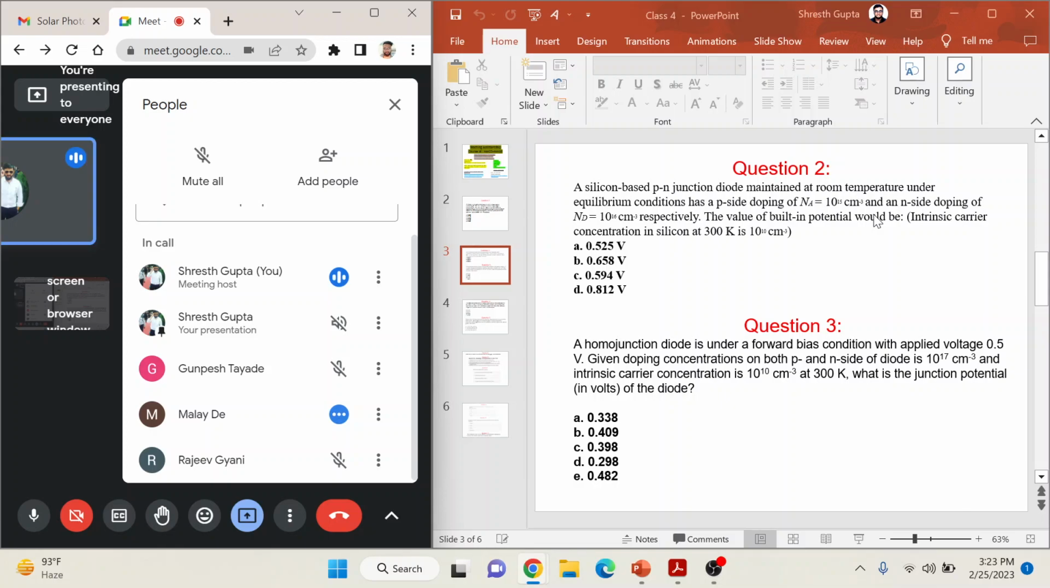So Ganpesh, we are solving this question. Question number two. It's a numerical and it can help you to solve the numerical in the assignment. The question says there is a PN junction diode maintained at room temperature under equilibrium condition, which has p side doping of Na equal to 10 to the power 15 centimeter cube inverse and n side doping of Nd equal to 10 to the power 16 centimeter cube inverse. So the value of built-in potential will be what, if the intrinsic carrier concentration in silicon at 300 Kelvin is 10 to the power 10 centimeter cube inverse. It's a direct formula based question. Give a try, and I'm giving you 3 to 4 minutes to solve this question.